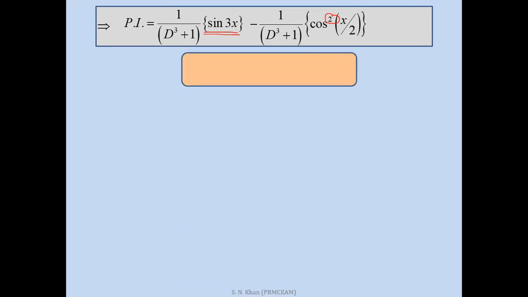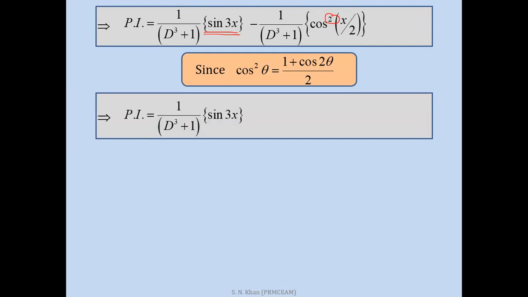And for that, we can use this formula. We know that cos square theta is equal to 1 plus cos 2 theta upon 2. By using this result, we can simplify the second term. So the first term I have written as it is, nothing to change in it. The second term we are simplifying here. So cos square theta, where theta is here x by 2. So 1 plus cos 2 theta will become 1 plus cos 2 into x by 2, and upon 2 it is as it is. The operator is as it is, 1 upon D cube plus 1.